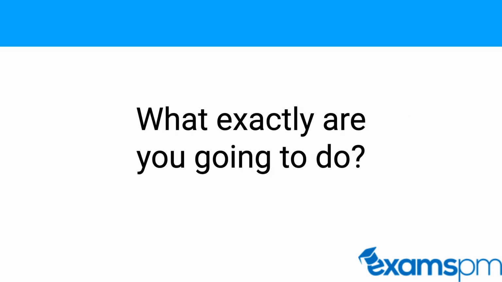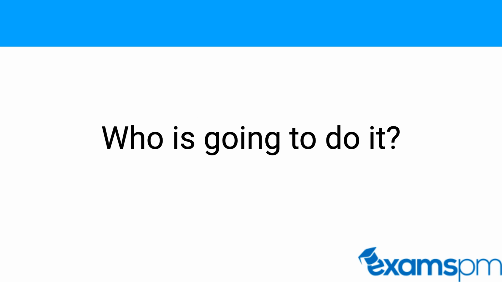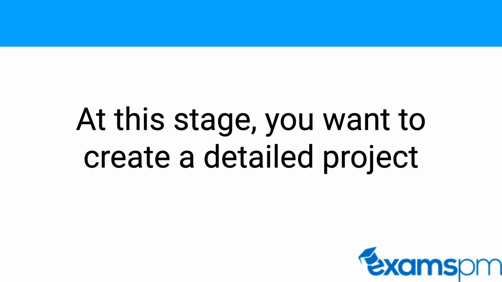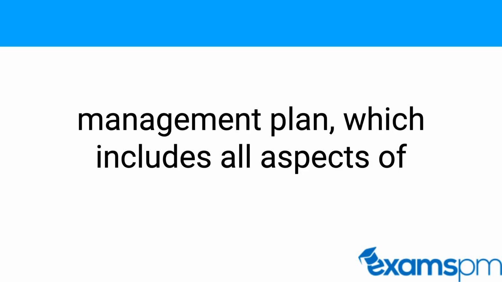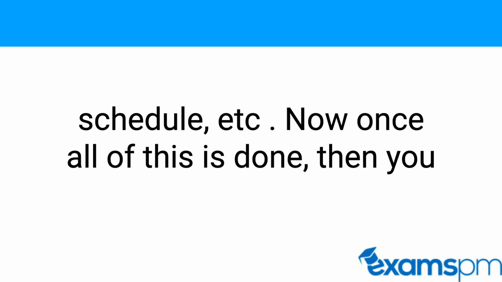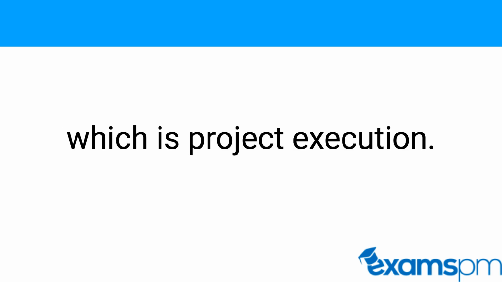What exactly are you going to do? How are you going to do it? When are you going to do it? Who is going to do it? And how do we know when things are done? At this stage, you want to create a detailed project management plan, which includes all aspects of the project, including cost, quality, resources, schedule, etc. Now, once all of this is done, then you are ready to move on to the third phase of the project, which is project execution.